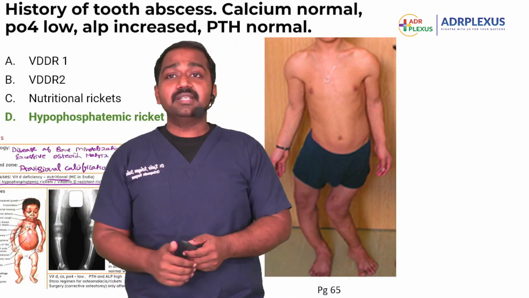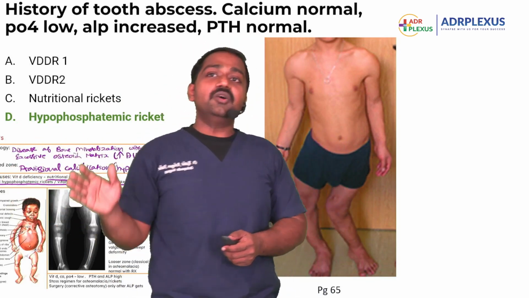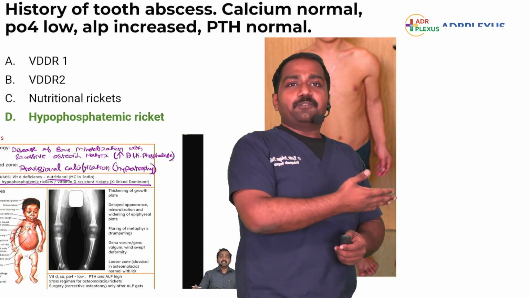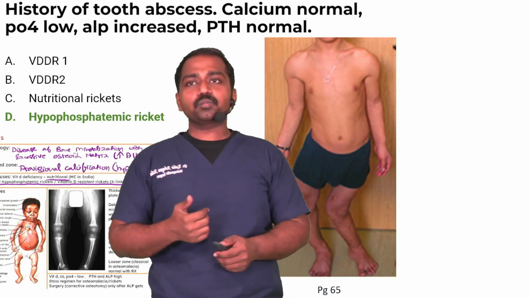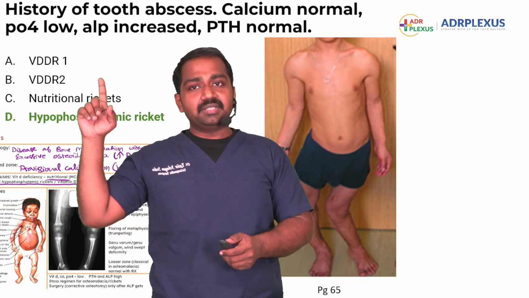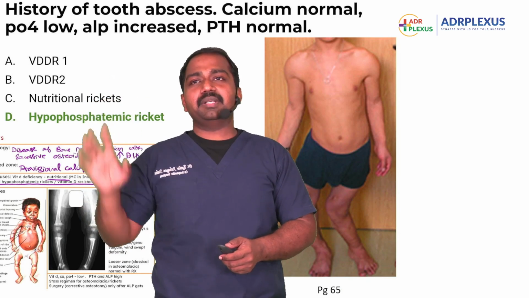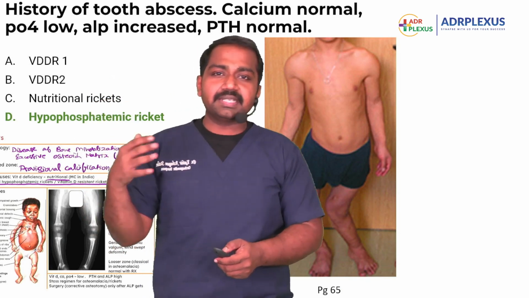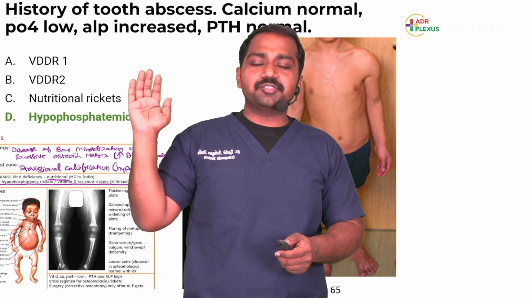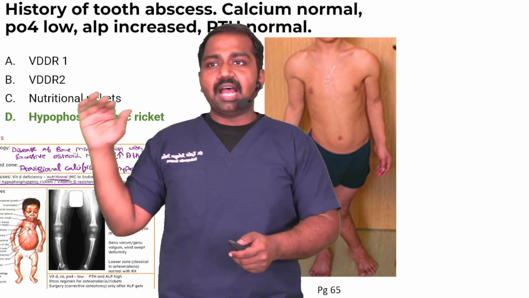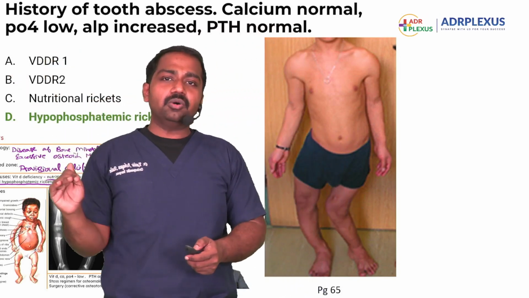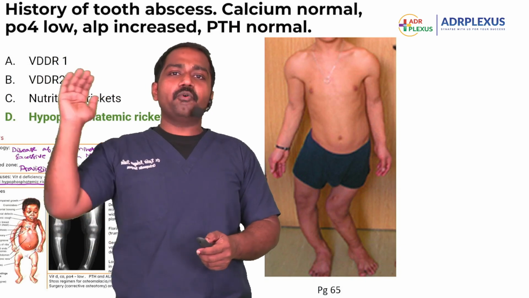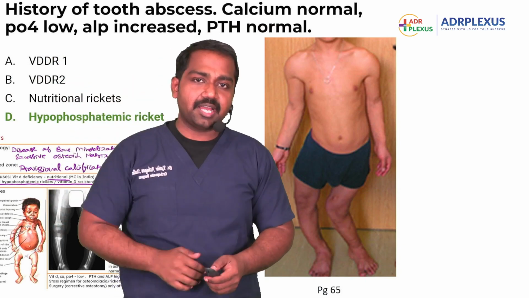We were discussing that. This time they have shown a windswept deformity and asked about the biochemical parameter in rickets. On thinking a little, you can answer that it is just phosphate which is deficient and the patient is having rickets. So the diagnosis is hypophosphatemic rickets.